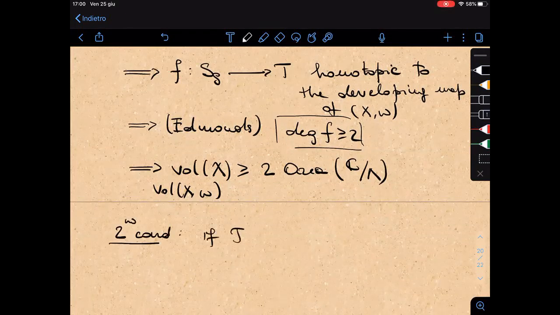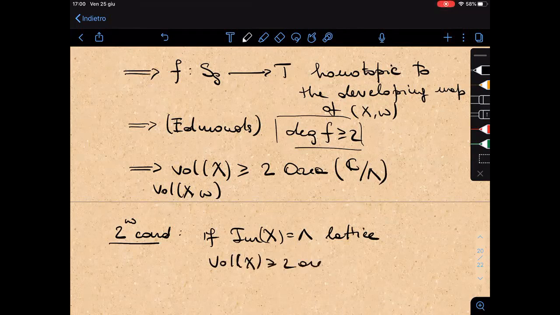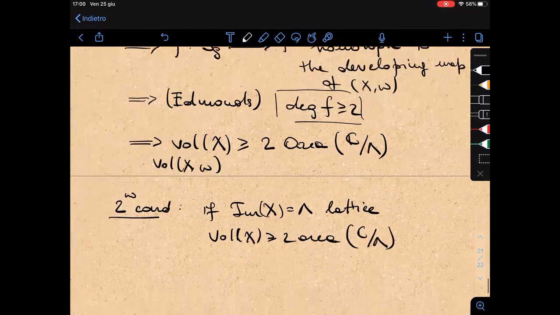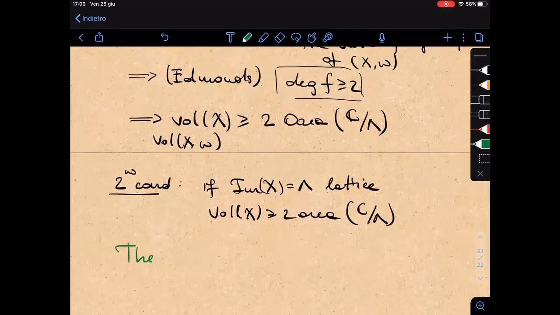If the image of chi is a lattice, then we want that the volume of chi is at least 2 times the area of C mod lambda. Well, these are necessary conditions.